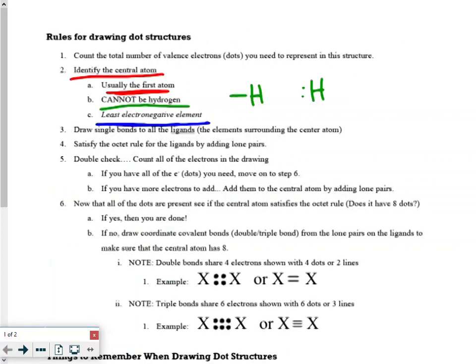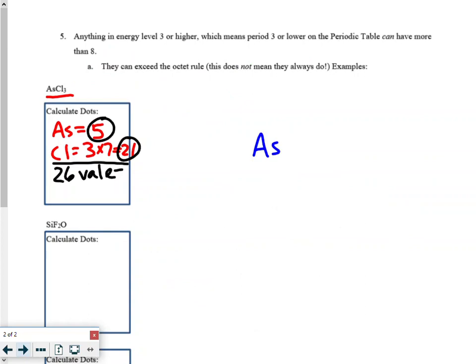Okay. Step 3. Draw single bonds to all the ligands. Now, draw single bonds. Single bonds are a pair of electrons. What are ligands? Ligands are the elements surrounding the central atom. So in this case, our ligands are going to be chlorines. The other 3 atoms in this compound are going to surround the arsenic. So let's go ahead and attach them by single bonds.